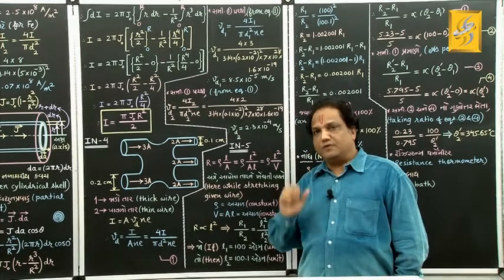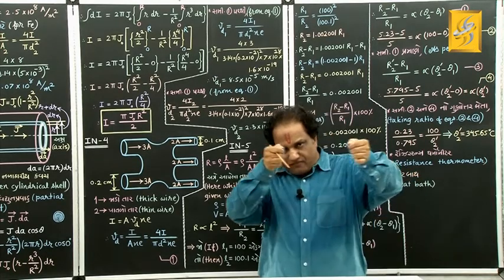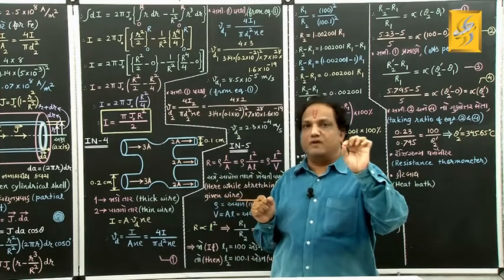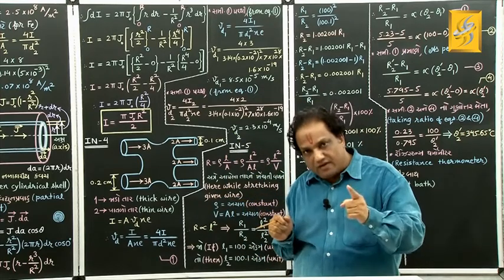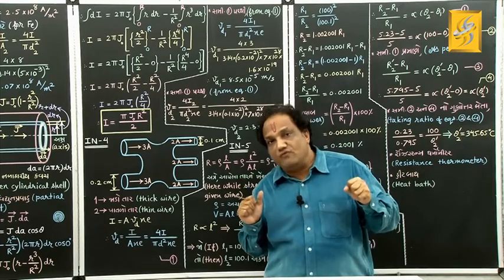Read it? Come on. What have they said in the statement? Length of one metallic wire is increased by 0.1 percent. Then what is the percentage increase in its resistance? That is what we have to find out.